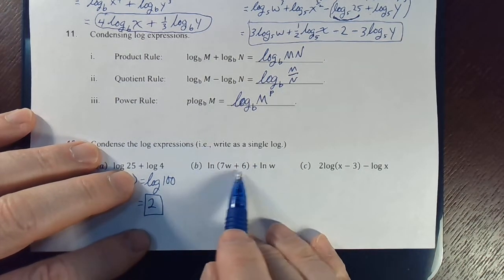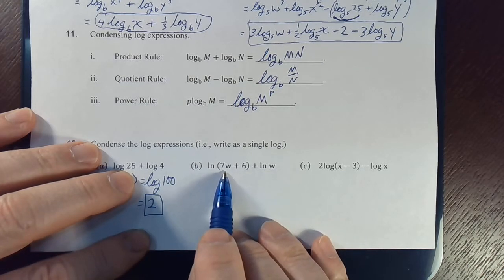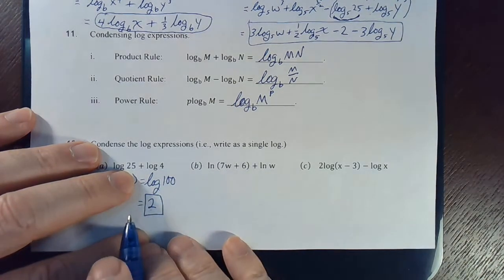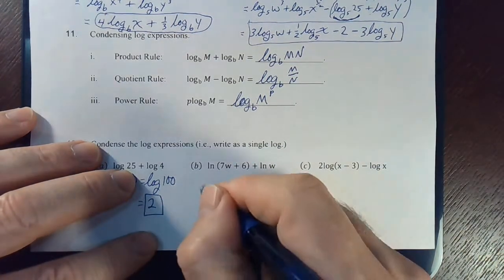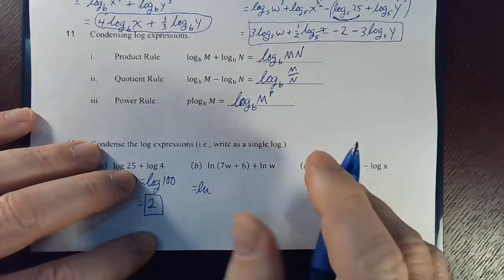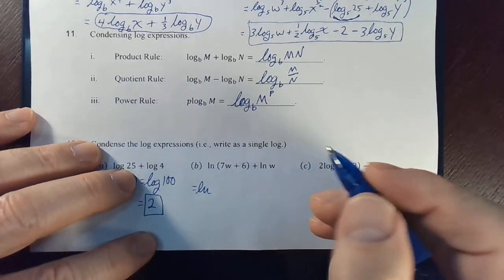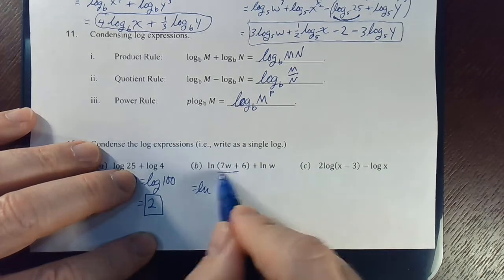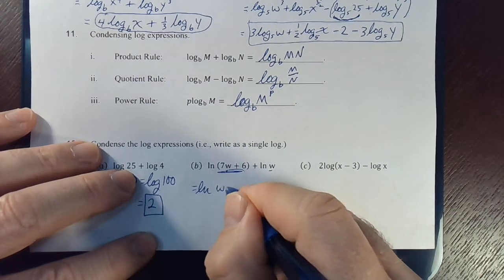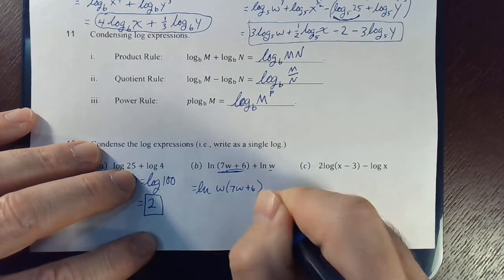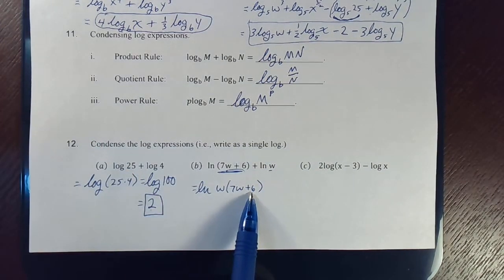And let's see what we get here. Here we've got the natural log of 7w plus 6 plus the natural log of w. Really, there's nothing we can do other than condense it using the product rule. ln of, maybe I'll write it like, we have to multiply this times this. W times 7w plus 6. And if you wanted to, you could multiply it out. You don't have to, though. 7w squared plus 6w, you'd have to put it in parentheses. But nothing else we can really do about this. But that is condensed.